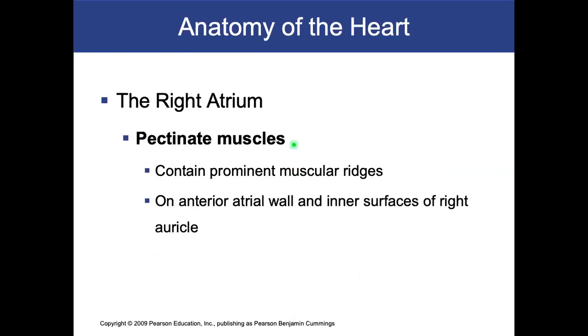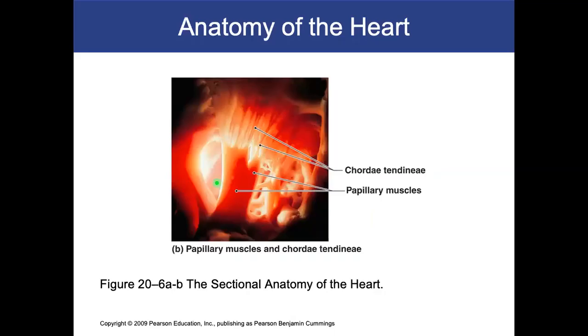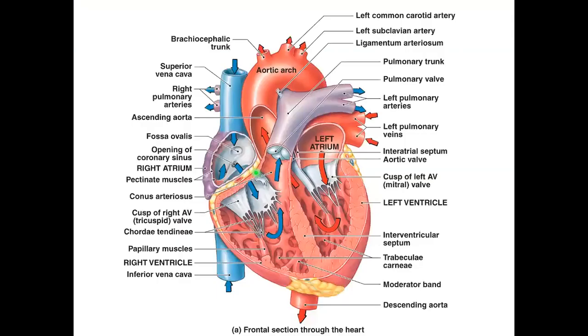The right atrium has pectinate muscles. They're muscular ridges on the anterior atrial wall and the inner surface of your right auricle. So here are the pectinate muscles right there, kind of hard to see. Here are the chordae tendineae and the papillary muscles. So this is a valve. Look at how thick and strong these are. The purpose of these chordae tendineae is to prevent valves from opening backwards, right? And you can read the rest of that. We've talked about that.